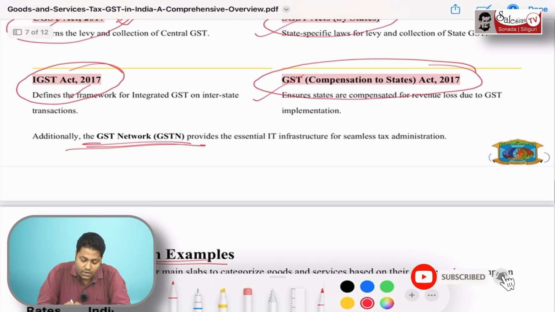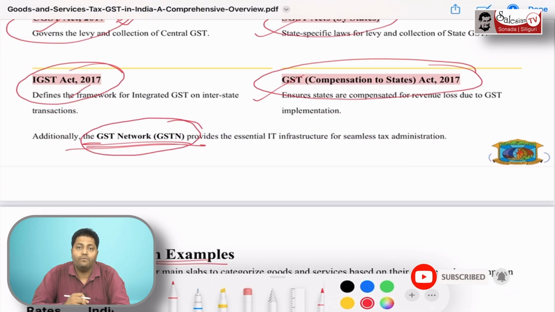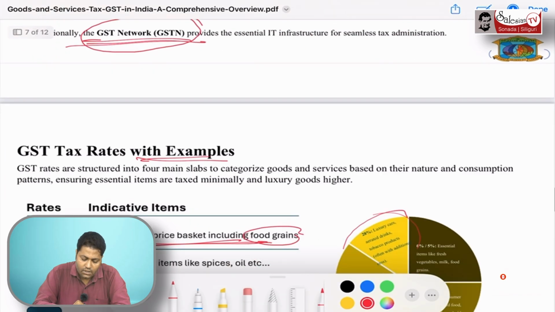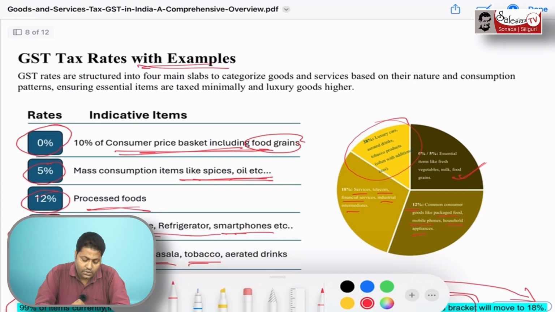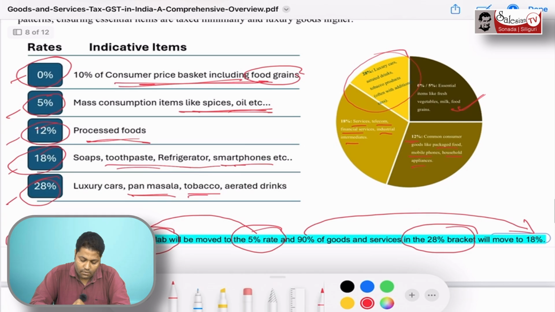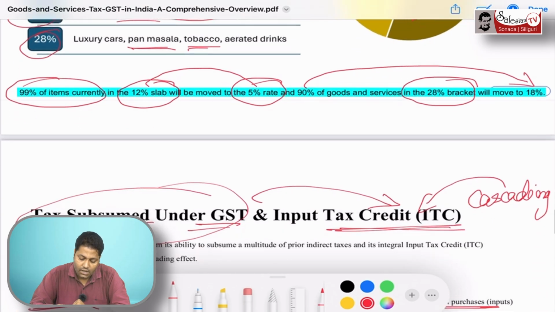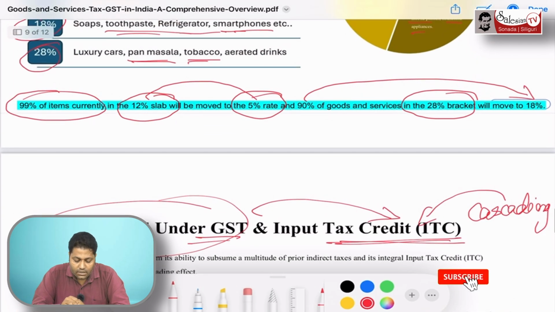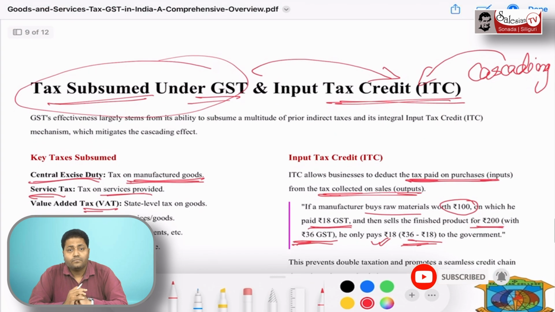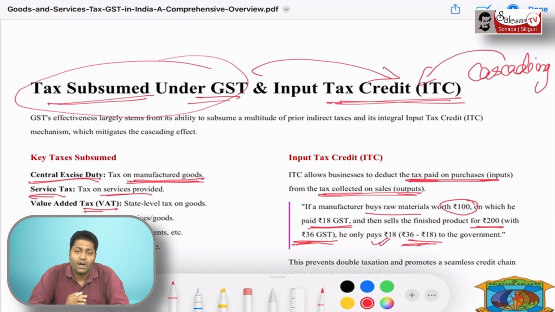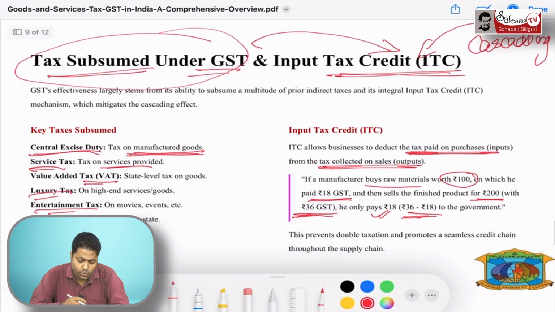Next, we have studied the GST network portal. We have studied the different tax rates, the tax slabs: 0%, 5%, 12%, 18%, 28%. Next, we have also studied that the government is making some changes. Next, we have studied what taxes have been subsumed under the CGST. Kindly go through it. It has already been marked here. It's very important.